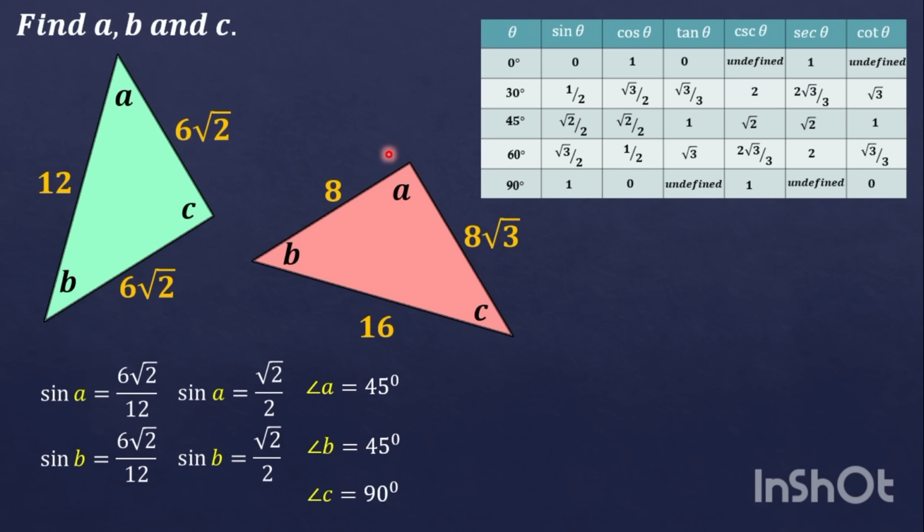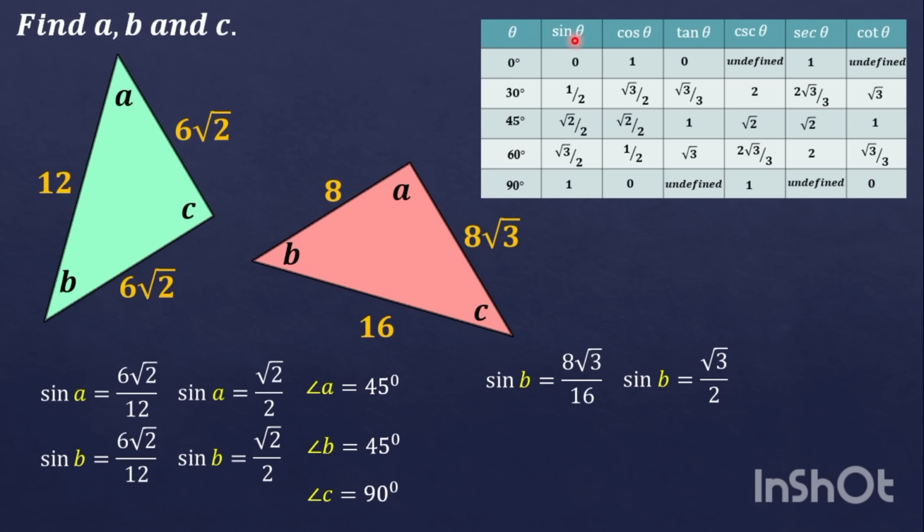Next. So, dito naman, pwede ko bang gamitin na sin ito? Sin A. Kasi opposite over hypotenuse, parehong ito. So, pwede ako dito mag-start. Okay? So, your sin B, opposite, 8 square root of 3 over hypotenuse. So, 8 square root of 3 over 16. And then, pwede na natin to i-divide. So, this is 1/2. So, square root of 3 over 2.